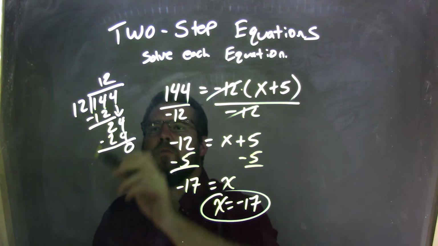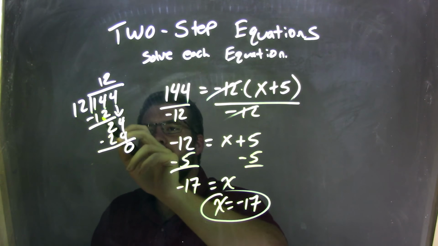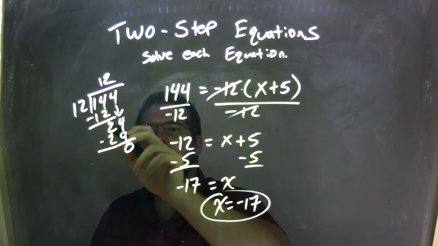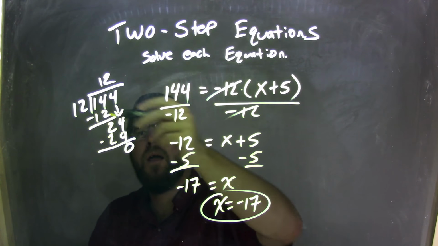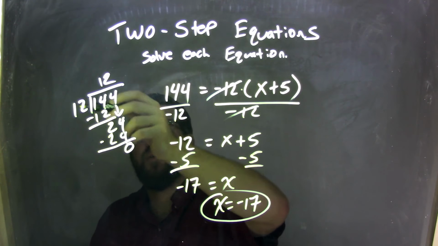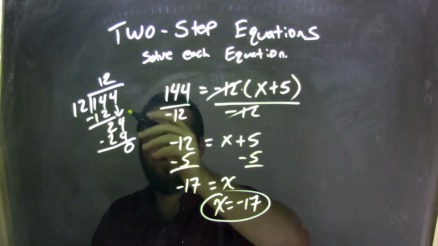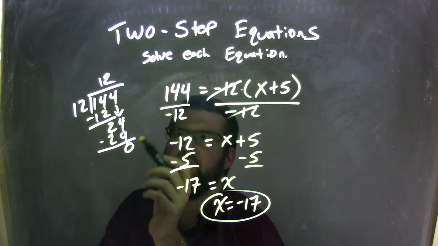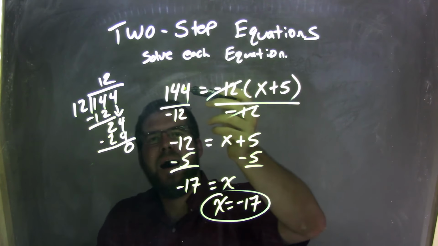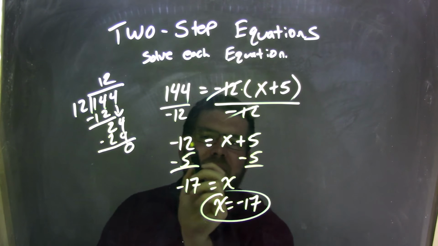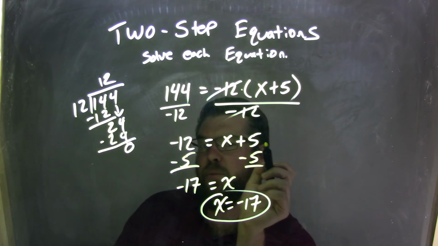12 goes into 144, 12 goes into 14 one time, 1 times 12 is 12, subtract to get 2, I brought down the 4, 12 goes into 24 two times, 2 times 12 is 24, and 24 minus 24 is 0, so our answer is 12 up there, but a positive divided by a negative is a negative, so I have a negative 12 here equals that x plus 5.